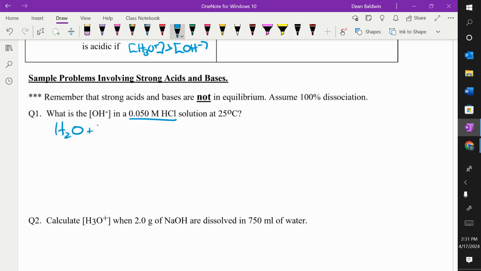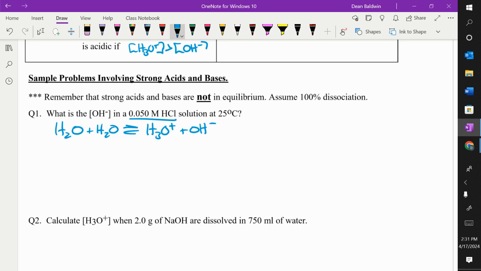We have this equilibrium. Okay? We just have pure water sitting in a beaker. Then we throw a bunch of this junk in. What's going to happen?